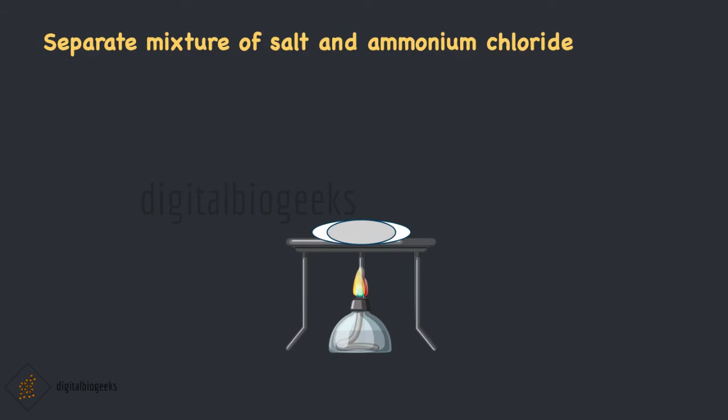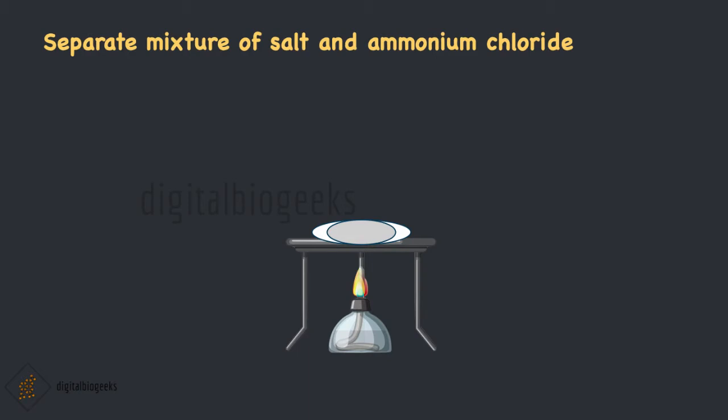In the chapter Matter in Our Surroundings, we learned about sublimation. Sublimation means a substance changes directly from its solid state to gaseous state. For the separation of a mixture which consists of a sublimable component, we can use the method of sublimation. Examples of solids that sublimate are ammonium chloride, naphthalene, anthracene, etc. Let's try to separate a mixture of salt and ammonium chloride.